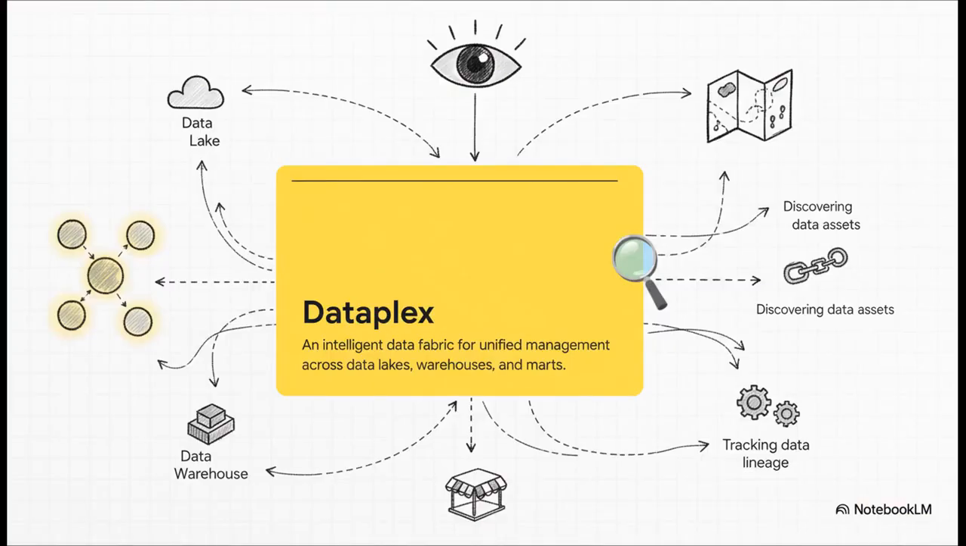So when you see an exam question that's talking about managing a decentralized data world or discovering data assets or tracking data lineage automatically, your brain should just scream Dataplex. It's that single pane of glass for all your data governance.